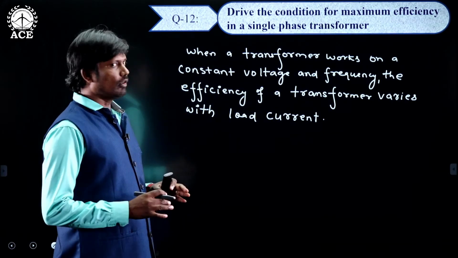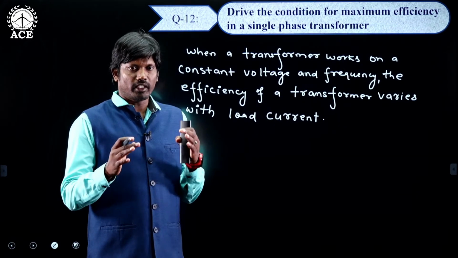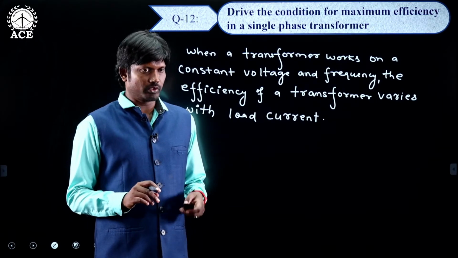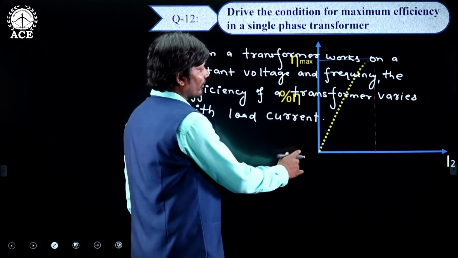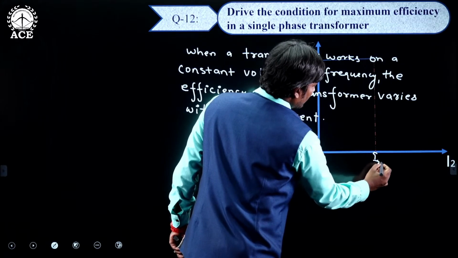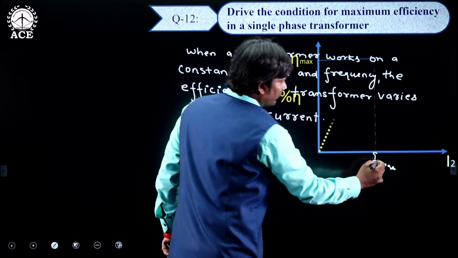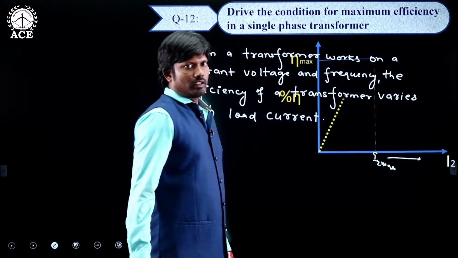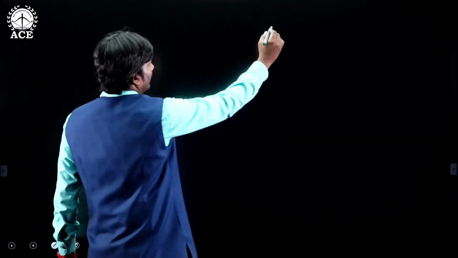At a certain value of load current, we achieve a maximum efficiency. If a transformer is further loaded, its efficiency starts decreasing as shown in the figure. This is the efficiency of a transformer. At a particular value of current, we will get the maximum efficiency. If it is loaded further, the efficiency starts decreasing.